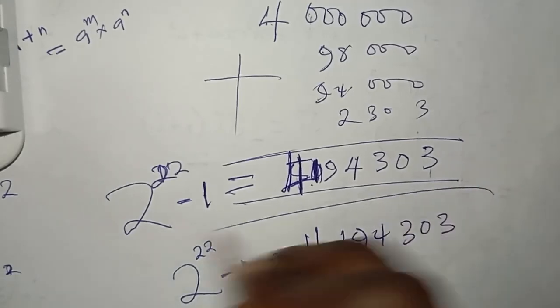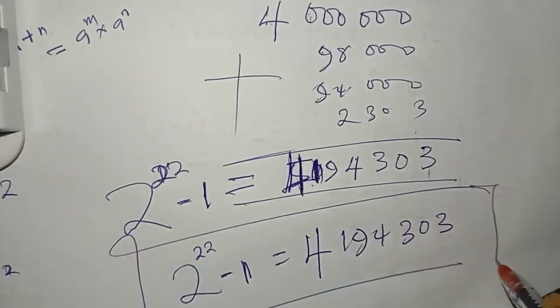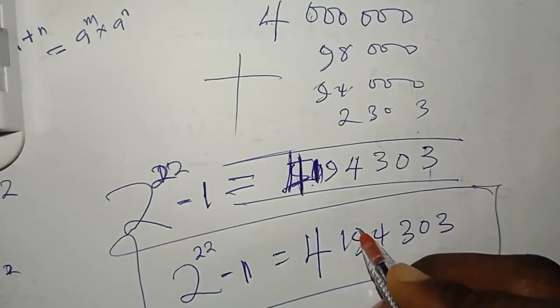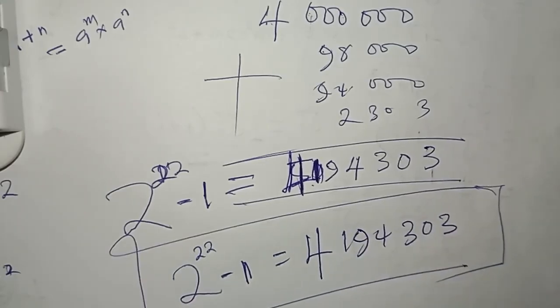So obviously 2 power 22 minus 1 is now equal to 4,194,303. You can go ahead and use your calculator and confirm this. This is how you can solve this kind of problem even without the use of a calculator, and you will still get the correct answer.